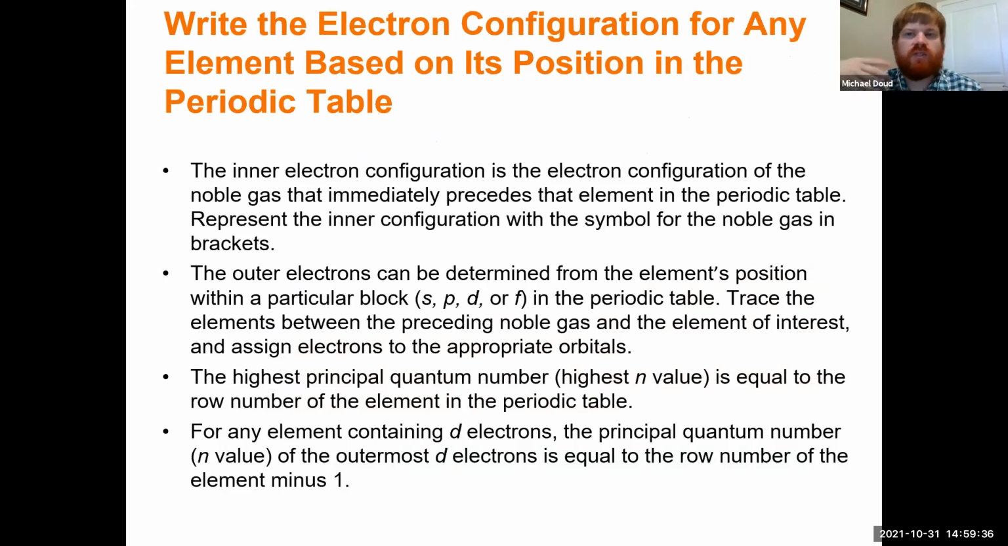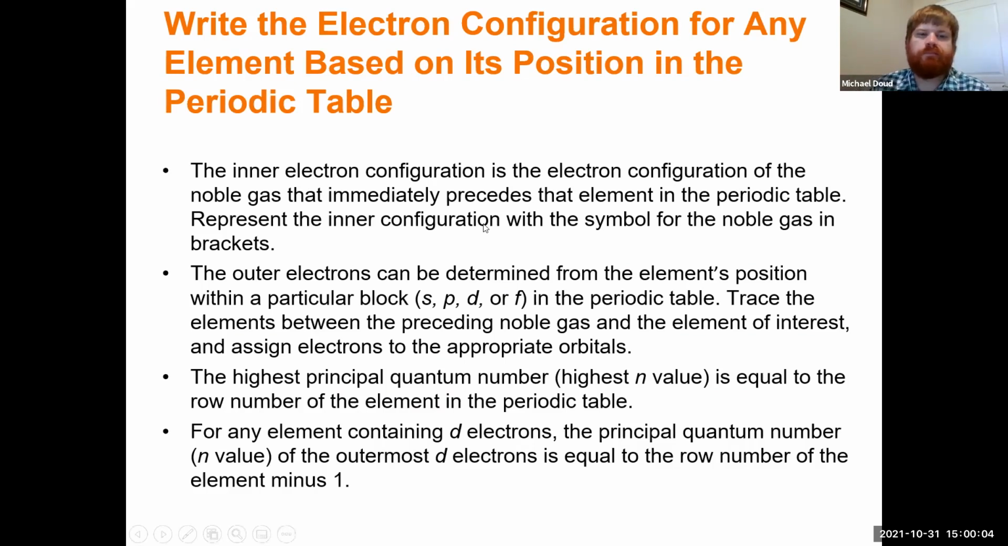So just to state it in word form, the inner electron configuration is the electron configuration of the noble gas that precedes that element. And again, we put the symbol for the noble gas in brackets. Then the outer electrons are going to be determined from the position of the element within a particular block. And you just trace the elements that go in between and put the electrons in the appropriate orbitals.